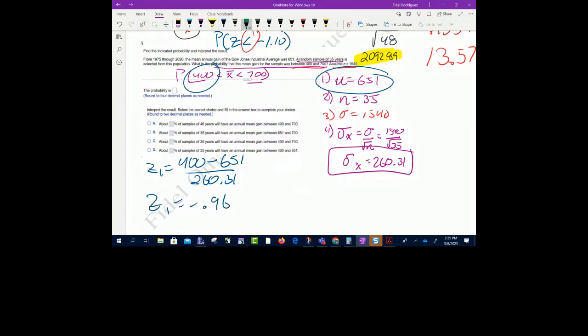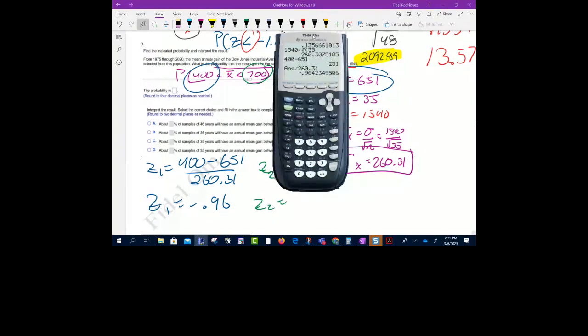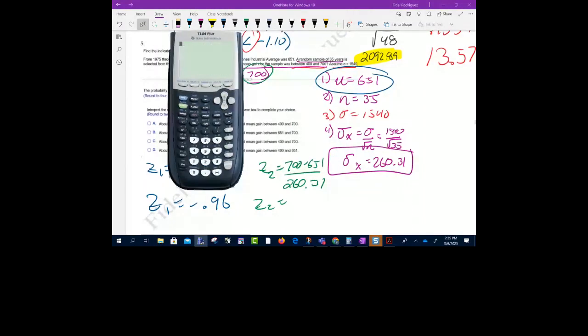All right, let's do our second one, y'all. Let's do our z2. Let's take this guy, 700 minus 651, divided by that. Okay. So 700 minus 651, okay, and divided by 260 and 31 cents. And let's see, 0.18, 0.19. 0.19, very good, y'all.